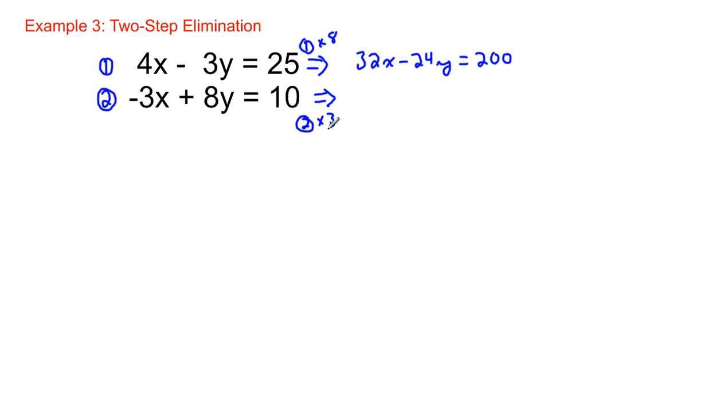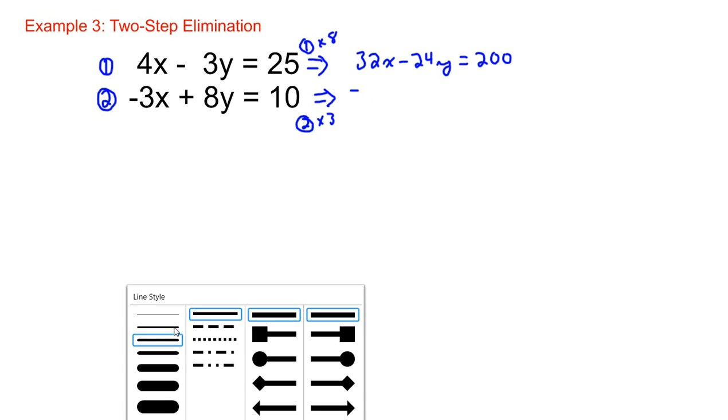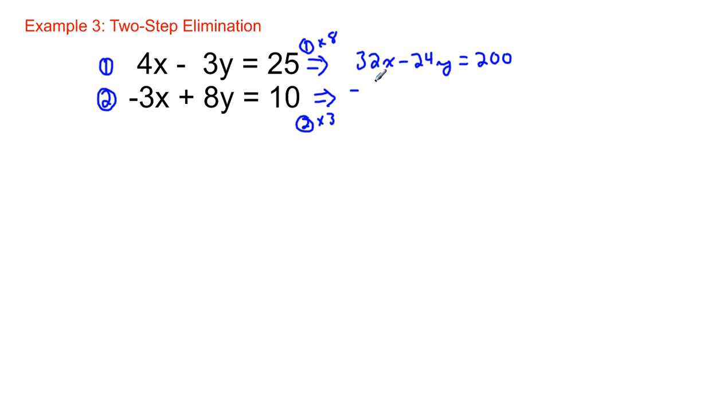And I'm going to multiply equation 2 by 3, so I'm going to multiply this negative 3x by 3, and that's going to give me negative 9x. Watch your times tables here, of course, as always. Negative 9x, and that's going to be plus 24y, and that's going to equal 30. Now what I'm going to do is number these two new equations, 3 and 4. And again, that's just going to make it a lot easier to see what I'm doing.